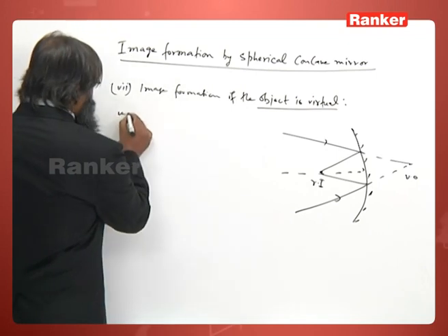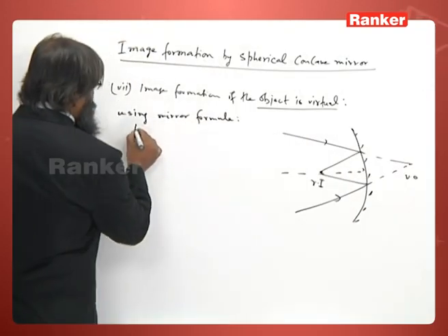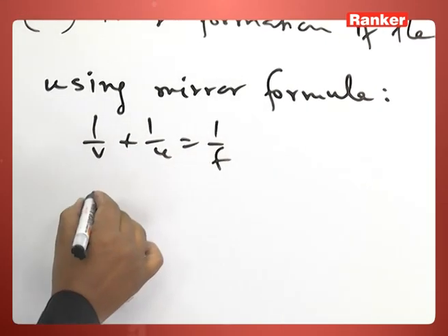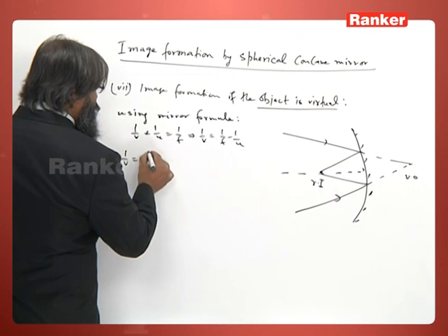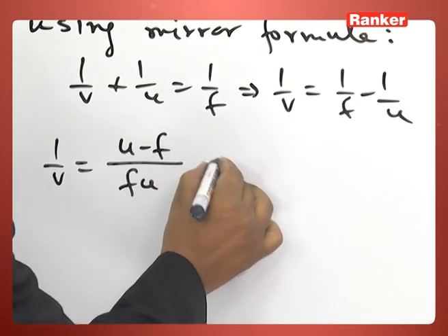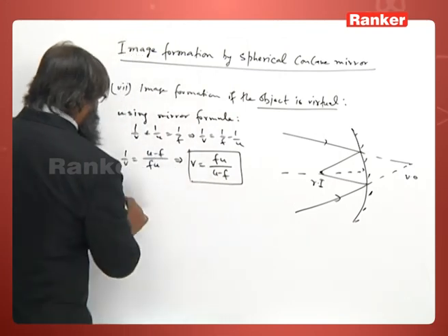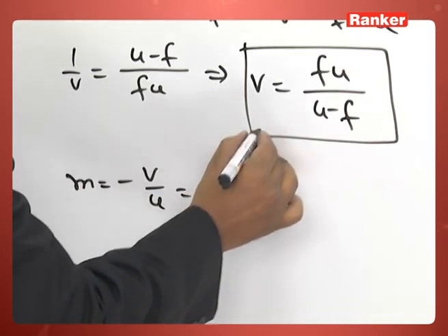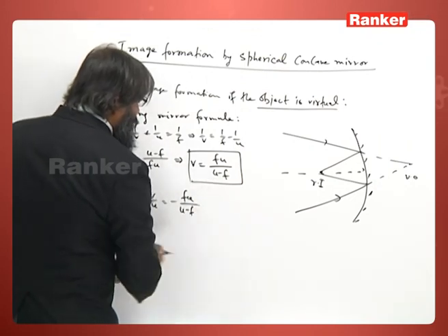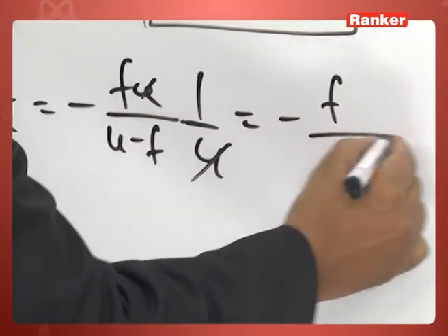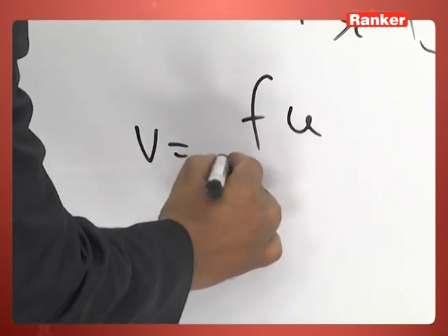Now using the mirror formula 1/v + 1/u = 1/f, implies 1/v = 1/f - 1/u. So 1/v will become (u - f)/(f u), implies v = f u/(u - f). And magnification is -v/u, that is -(f u/(u - f))/u, and u will get cancelled. So we have m = -f/(u - f). So now we have the expression for v as f u/(u - f).